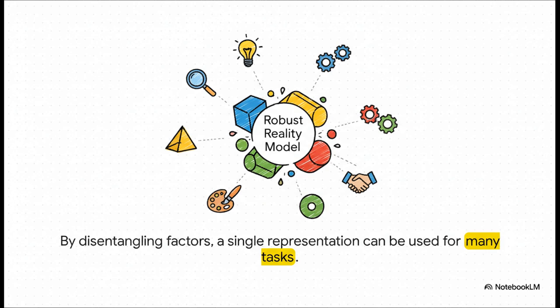I mean, think about what that means. A self-driving car that understands the difference between a real person and their shadow on a foggy day. Or a medical AI that can separate the tiny signal of a disease from the noise of a blurry scan. It's about building AIs that can actually generalize, and that's a huge step towards real intelligence.